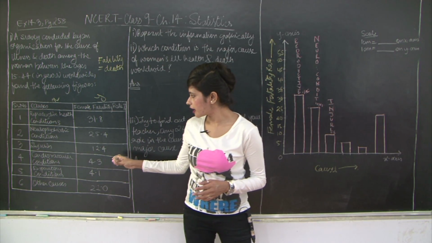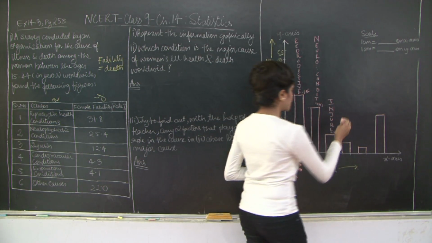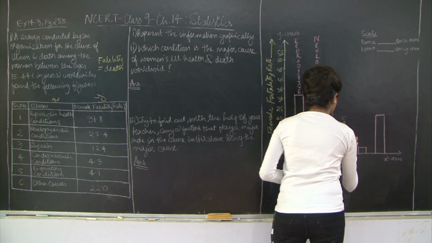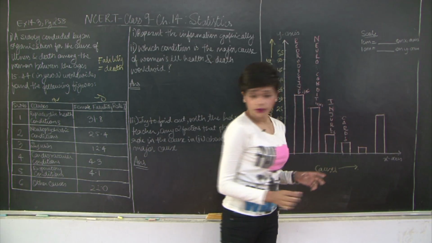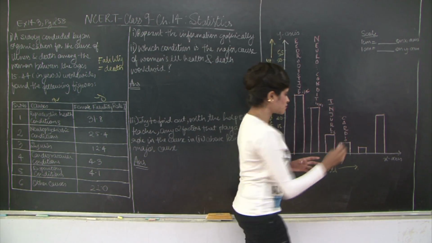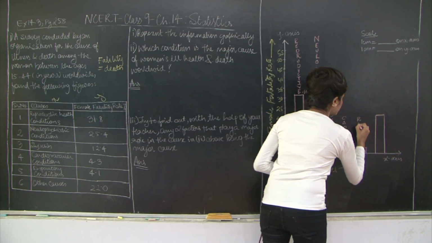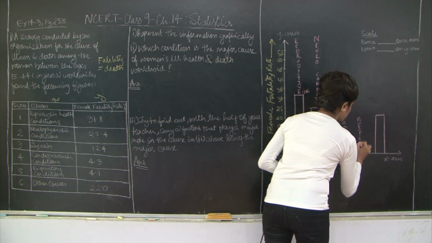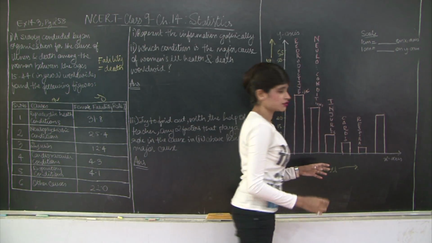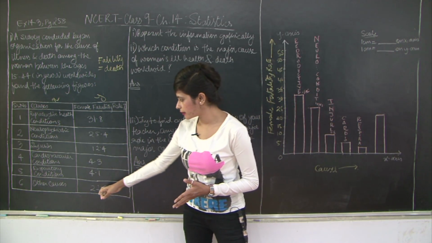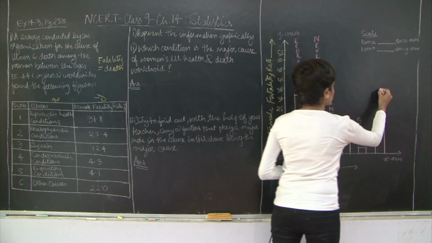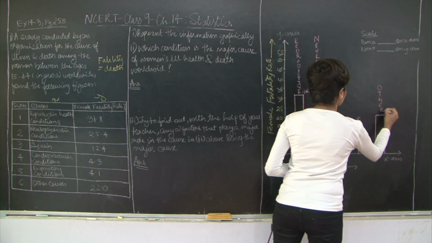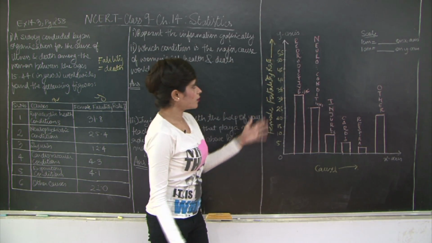And then we have cardiovascular conditions. So I'll just write cardio. Then we have respiratory conditions. So I'll just write respiratory. And so on. I'm just writing short forms because we do not have much space, and then we have other causes. So I'll just write other. Okay. So this is done.